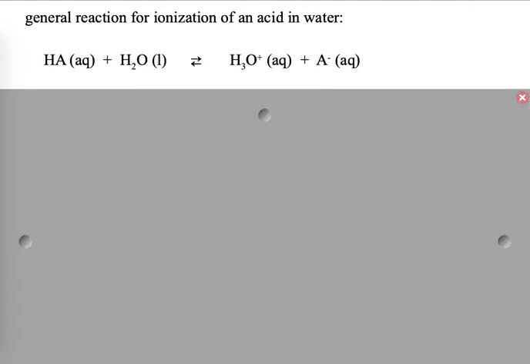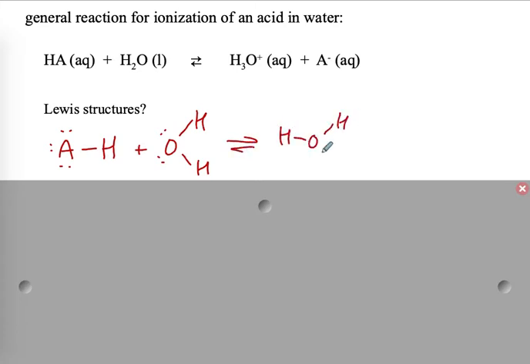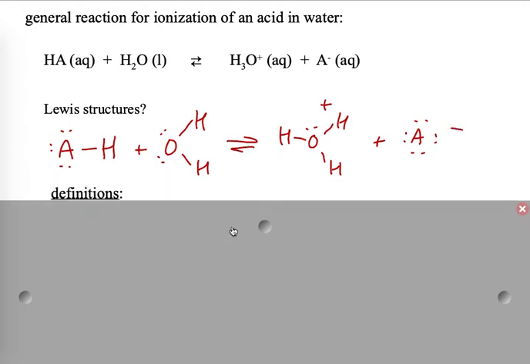Let's consider a general reaction for the ionization of an acid in water. Here, HA reacts with water in an equilibrium to form the hydronium ion, H3O+, plus A-, what's left after HA has given away H+ to water. Let's look at some Lewis structures to try to understand this. I'll show HA here. Let's just pretend it looks like that, reacting with a water molecule with two lone pairs. In the equilibrium, water accepts a proton from HA to form the hydronium ion, and A- is left in solution.